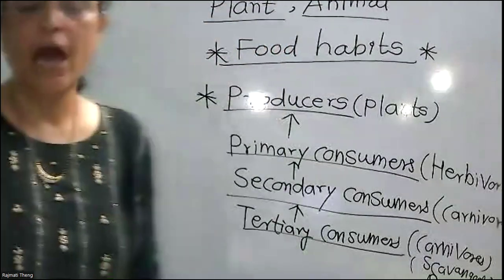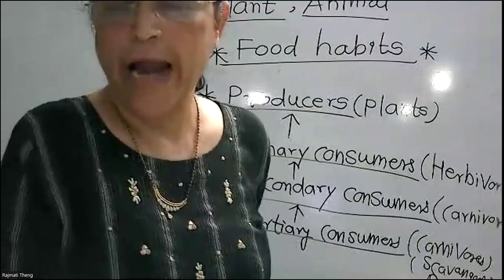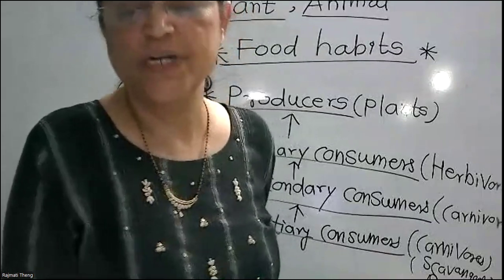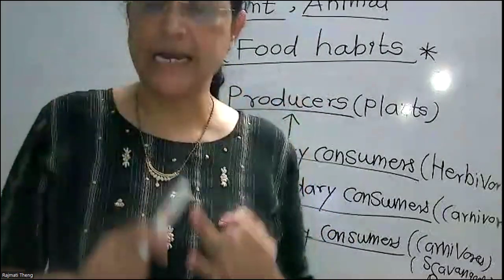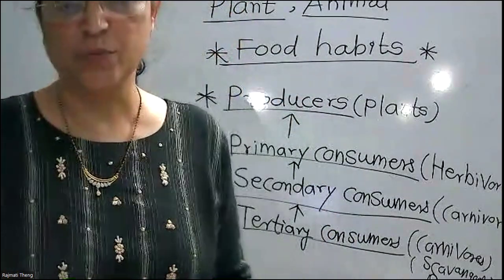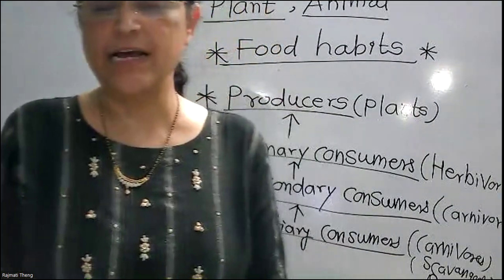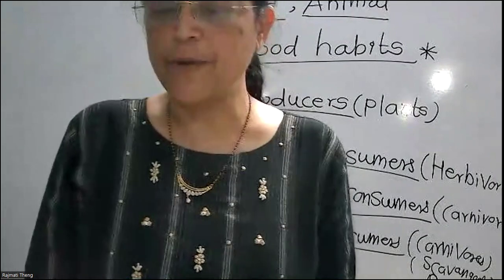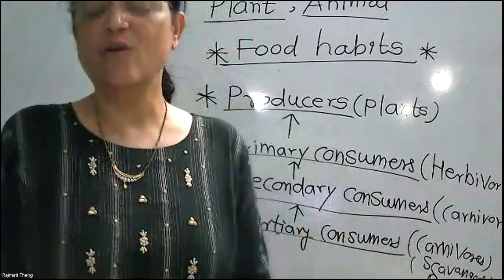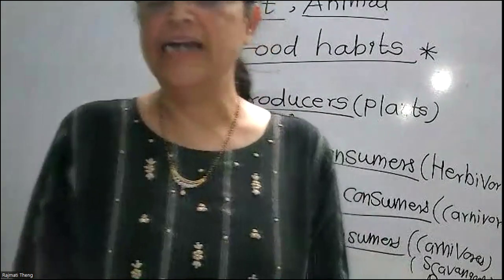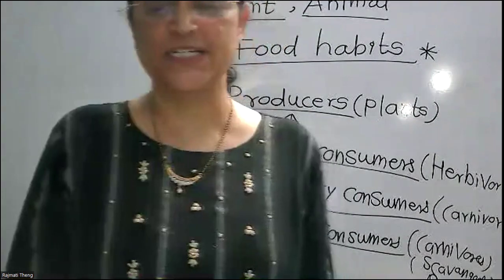Animals depend on the plants for their food and requirement. They are called consumers. Consumers are classified as primary, secondary and tertiary consumers. Plant eaters, for example rabbit, grasshopper, are primary consumers. Animals that eat the primary consumers are secondary consumers, and secondary consumers are eaten by the tertiary consumers.